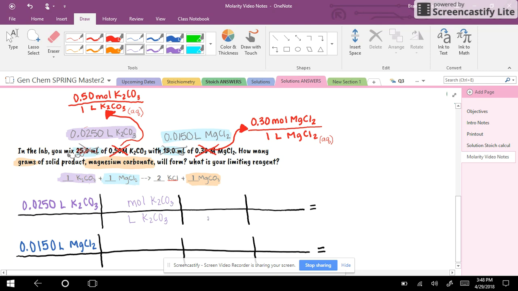Then if that's there, then I'm going to have moles of K2CO3 on the bottom, because that's what I started with. Up top goes what we want, and that's going to be moles of MgCO3. And then, of course, if that's up there, then moles of MgCO3 is going to be on the bottom. And the question wants grams of solid product. So I'm going to have grams of MgCO3 up there.